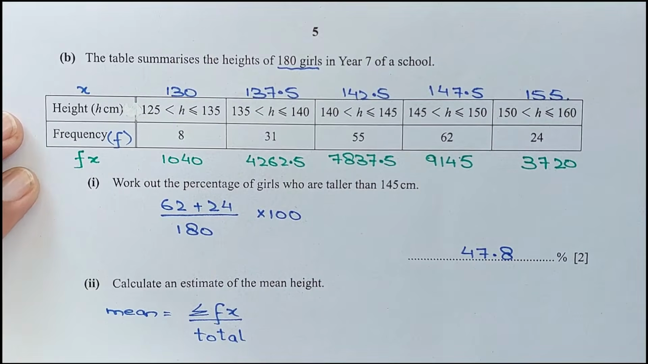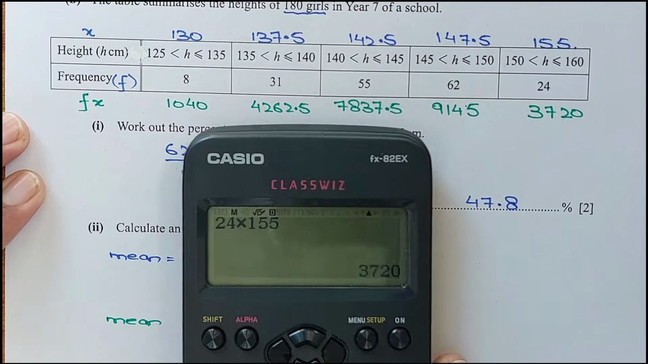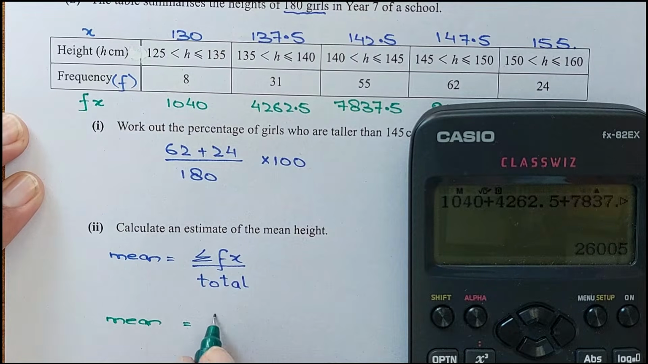Now let me find the sum of fx to get the mean. Okay, the sum of fx is we have 1040 plus 4262.5 plus 7837.5 plus 9145 plus 3720. Okay, this is fx to 26,005 over the total.